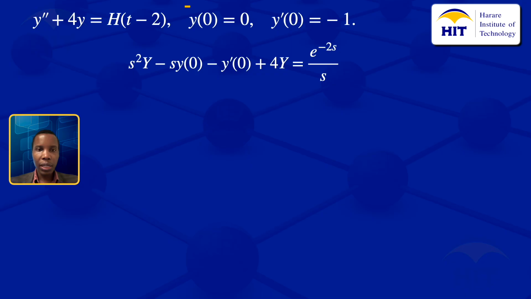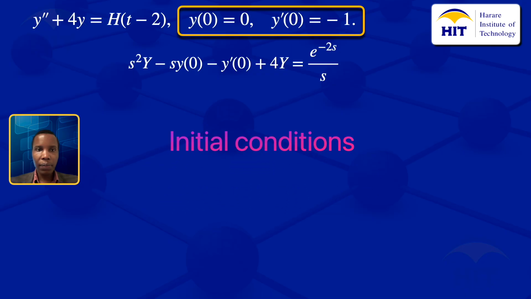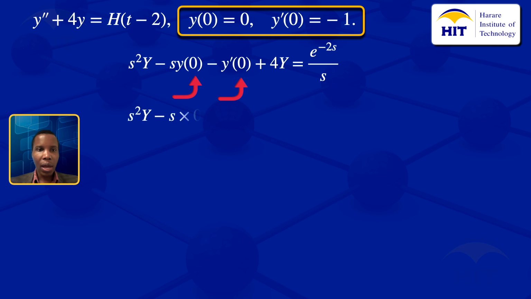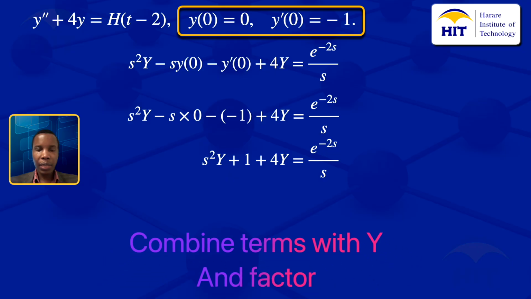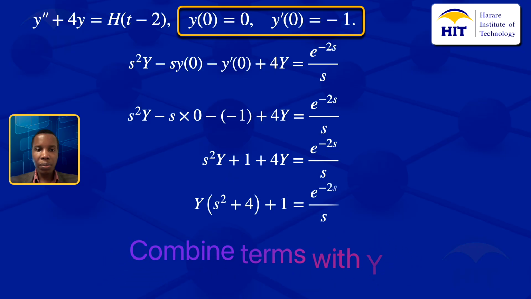Then we look at the initial conditions that we are given and substitute them here, so that our equation becomes s squared Y minus s times 0 minus minus 1 plus 4Y equals e to the power of minus 2s over s. The s times 0 gives us 0, so our expression becomes s squared Y plus 1 plus 4Y equals e to the power of minus 2s divided by s. Then we combine terms and factor, so we have Y multiplied by s squared plus 4, plus 1, equal to e to the power of minus 2s divided by s.